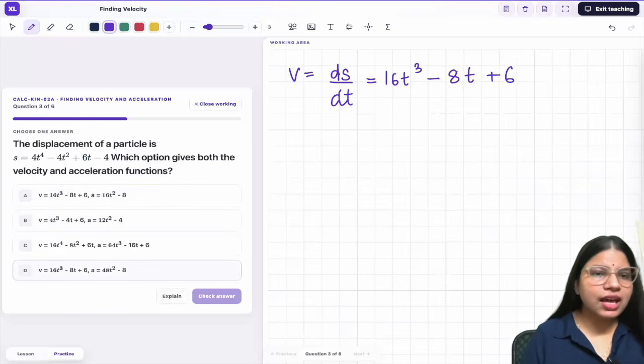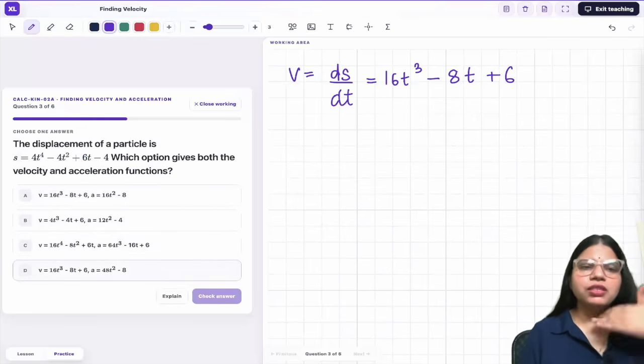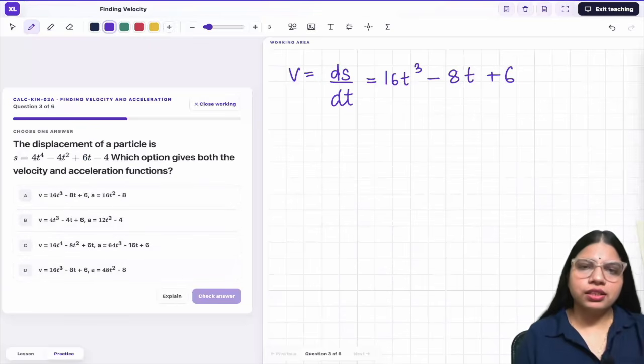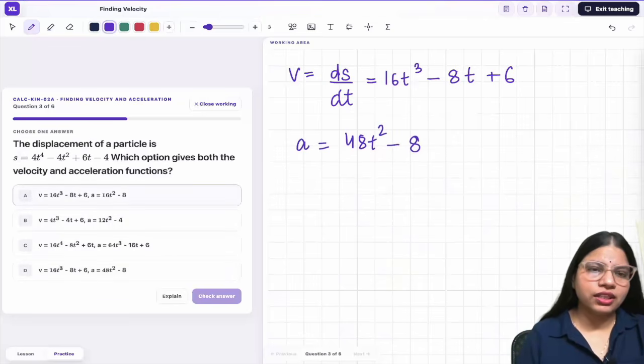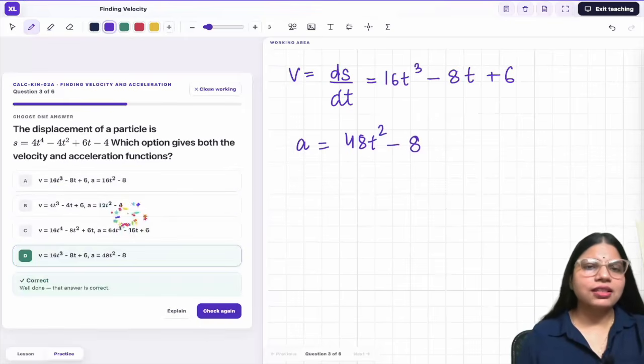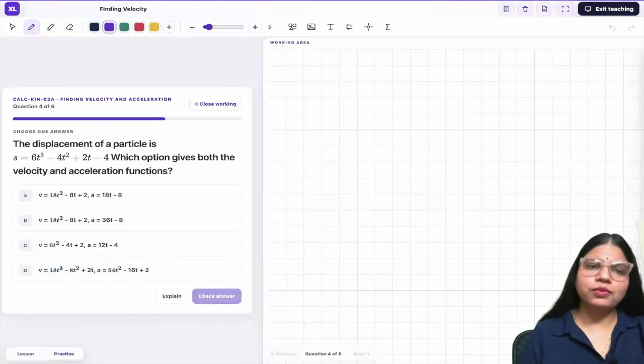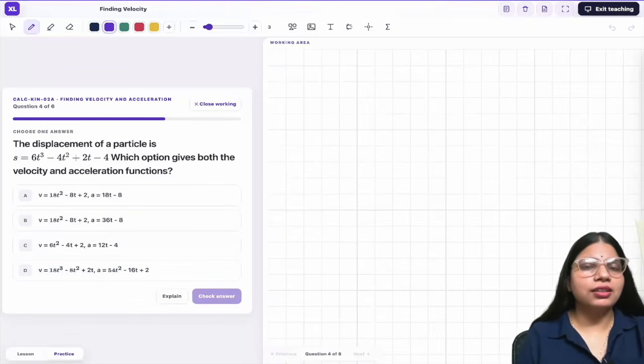Oh, actually we have A and D the same. That means we have to find out acceleration as well. Acceleration would be 16 times 3 is 48t squared minus 8. Oh, they lost it over here. No, 16t squared. So that means the last option is correct. Good job. It's super easy, no? And interesting too. Not every new thing is hard. It's just our mindset. So be open to accept everything.